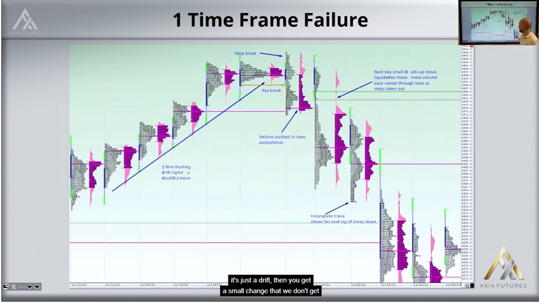It's just a drift. Then you get a small change that we don't get the close quite so close to the high on these 2 days. And there's your false break. At least you know it's a false break when we close lower. Value gets driven to the low as well.